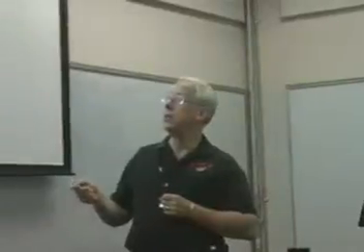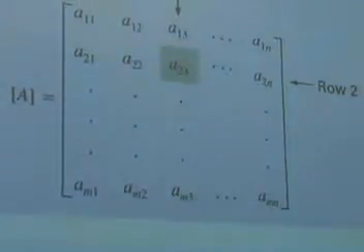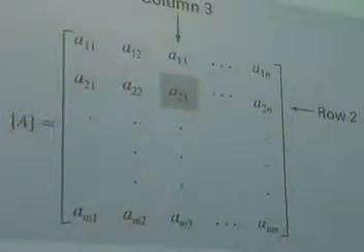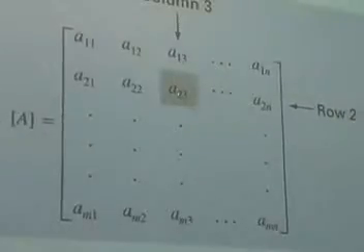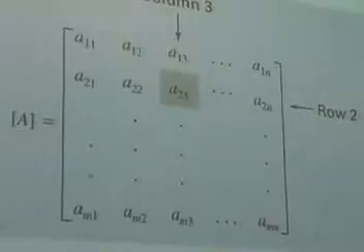So A11, row 1, column 1. A12, row 1, column 2, and so forth. Right? Until we get down to as big as the matrix is that we want. Okay? Here would be, obviously, row 2. So second row, third column. Right? So everybody get the idea? Yes. Okay.